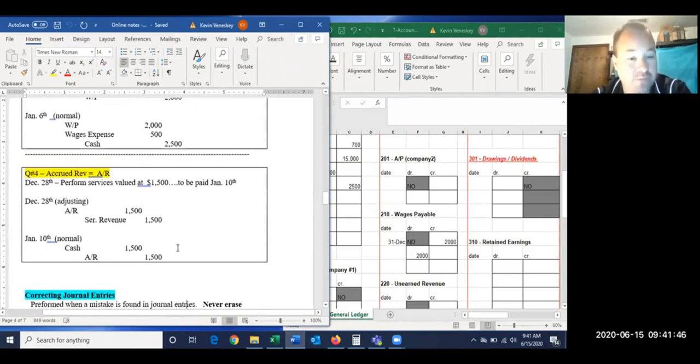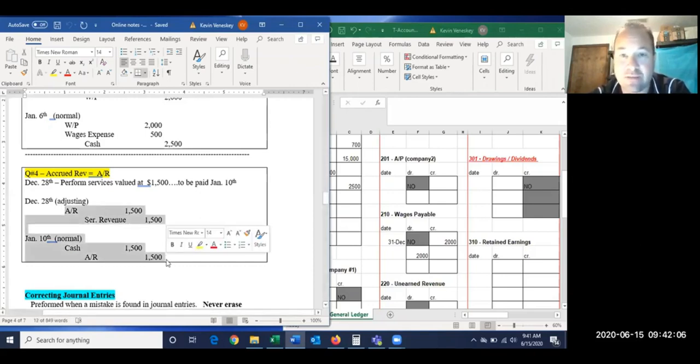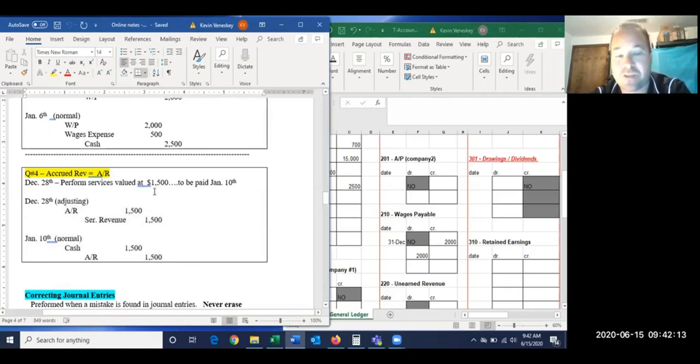All right, our last one. Perform services, valued at $1,500. This we've already done. It may seem like we've done adjusting entries, and the answer is yes. We've already done examples just like this last week in our journal entries, but we're going to look at it here again just to reaffirm it. Perform services valued at $1,500. They're done, and our client says they'll be able to pay us on January 10th next year.